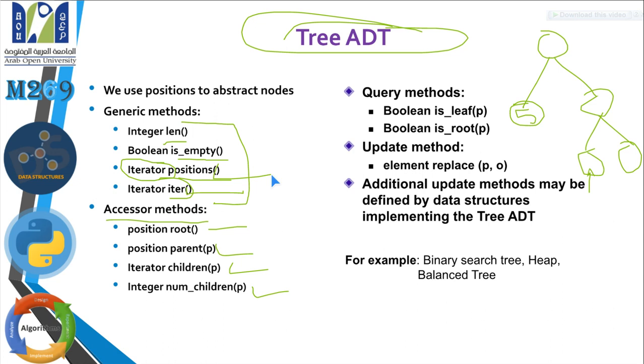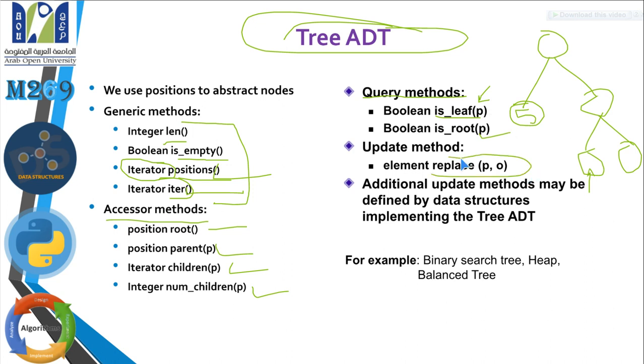And we have some methods for queries, like is_leaf, this is a question. You are sending an element, a node, to this function is_leaf. If the node has no child, then we call it a leaf, so the boolean will be true. Same thing for is_root. It will check if the node has a parent or not. If it has no parent, it's the root.